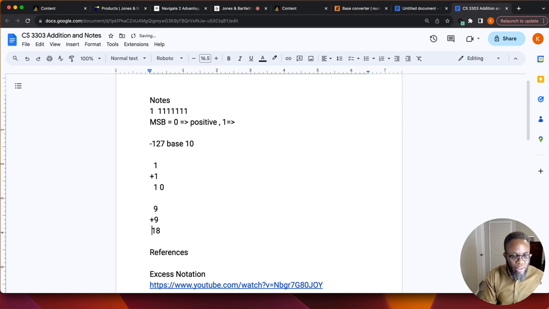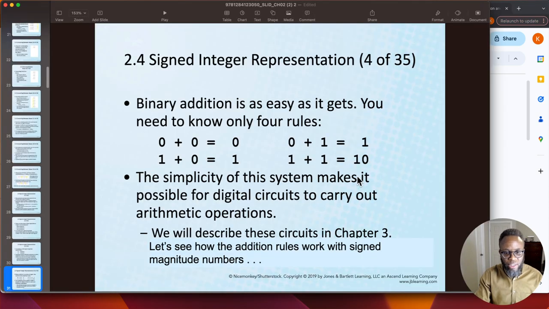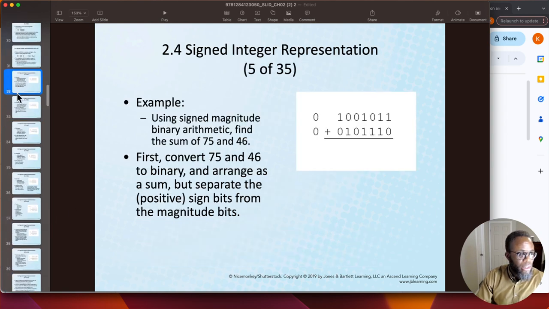Yes, this is base 10, right? So it's kind of similar. 1 plus 1 is 2, but there's no 2 in binary, in base 2, so we have a 0, and then we carry 1. I don't know if I'm explaining this clearly, but that's the idea here. That's why this is what it is. And then, of course, it makes this simple for digital circuits to carry out arithmetic operations. So let's go down.